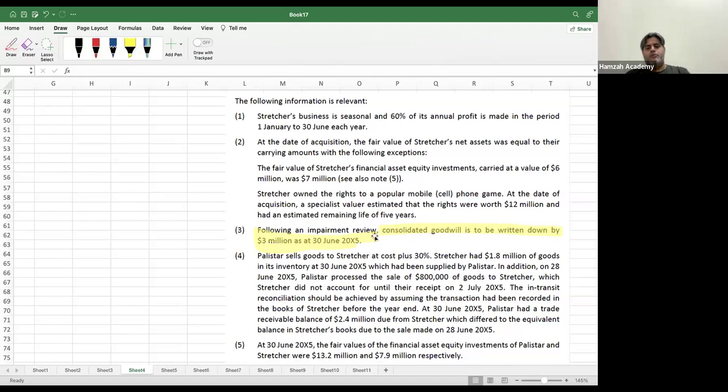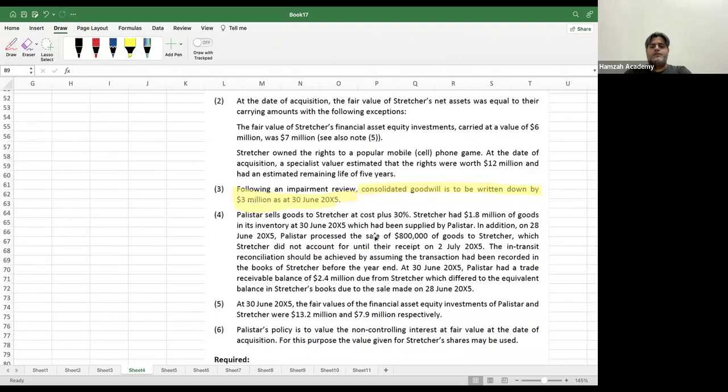Then, point number 4. Pelister sells goods to Stretcher at cost plus 30%. Stretcher had 1.8 million of these goods in inventory at 30th June, which had been supplied by Pelister. In addition, on 28 June, Pelister processed the sale of 800,000 of goods to Stretcher, which Stretcher did not account for until their receipt on 2nd July. So the in-transit reconciliation should be achieved by assuming the transaction had been recorded in the books of Stretcher before the year end. And at 30th June, Pelister had a trade receivable balance of 2.4 million due from Stretcher, which is different from the equivalent balance in the Stretcher books due to the sale made on the 28th June.